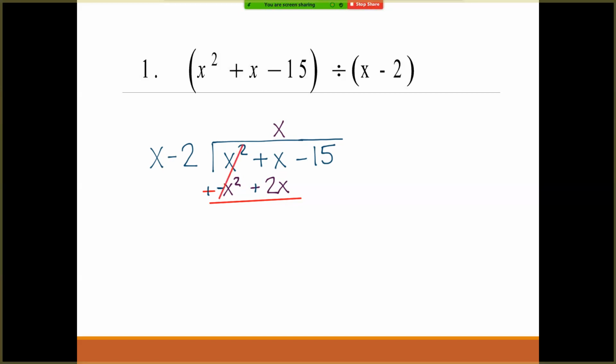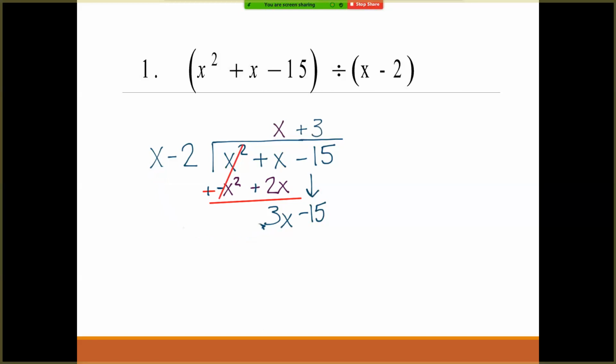So when I add straight down, my x squareds cancel. X plus 2x is 3x. And then bring down the next term, minus 15. Then we're going to repeat our process all over again. So what do I have to multiply x by to get 3x? 3. So I'm going to put a positive 3 up top because we're going to multiply by a positive 3.